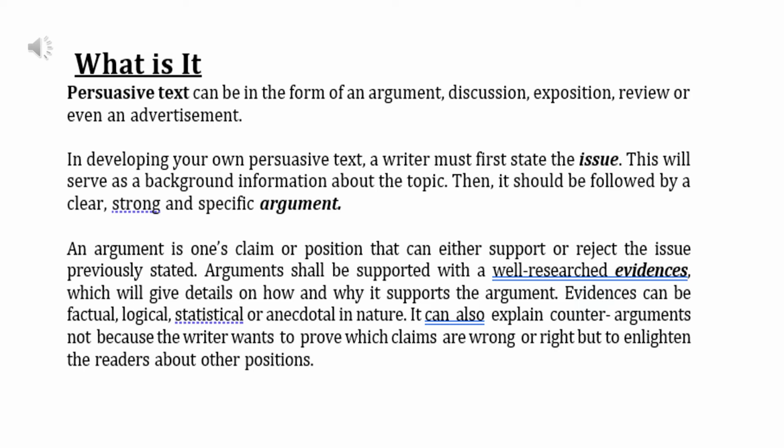What is it? Persuasive text can be in the form of an argument, discussion, exposition, review, or even an advertisement. In developing your own persuasive text, a writer must first state the issue. This will serve as background information about the topic. Then it should be followed by a clear, strong, and specific argument. An argument is one's claim or position that can either support or reject the issue previously stated. Arguments shall be supported with well-researched evidences which will give details on how and why it supports the argument. Evidences can be factual, logical, statistical, or anecdotal in nature.